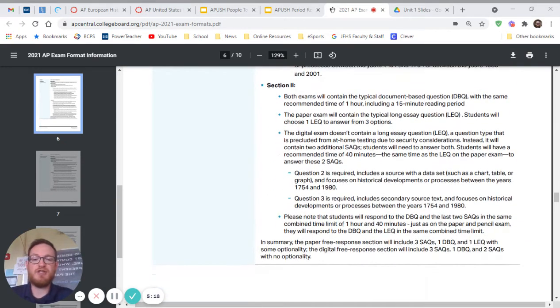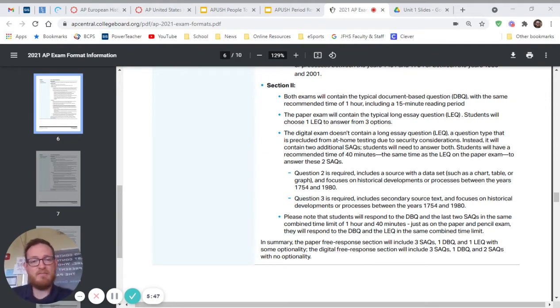Now, Section 2, both of the exams, again, we're focusing only on the digital one. You will have the DBQ to take. So you might notice with this, you are not going to have a long essay question in the digital test. Your only 5-paragraph essay that you will be writing is the DBQ. Still, you will have the 1 hour, including the 15-minute reading time. So basically, you have 45 minutes to write this DBQ.